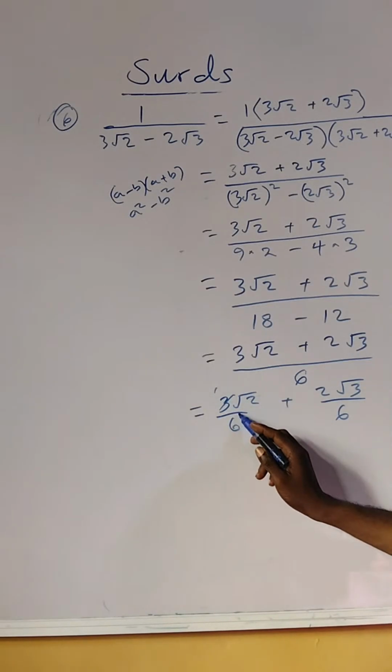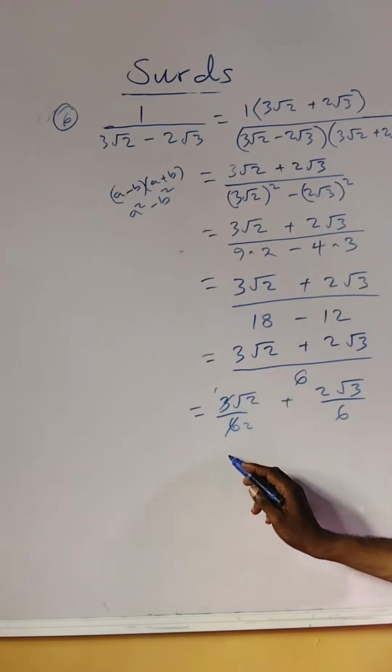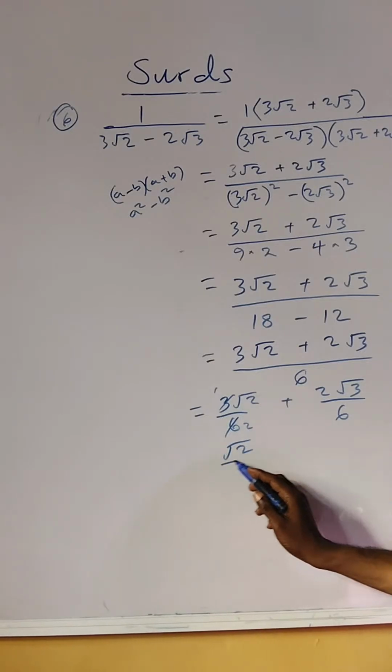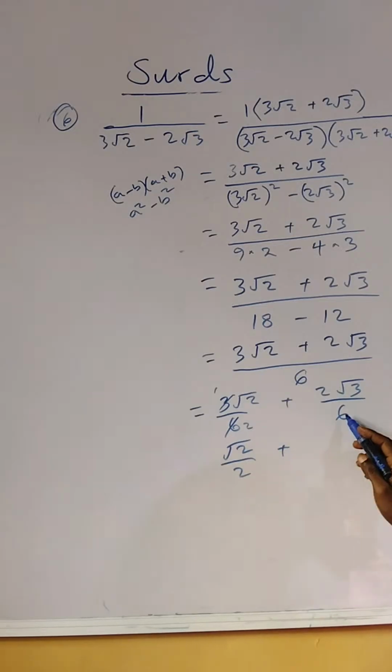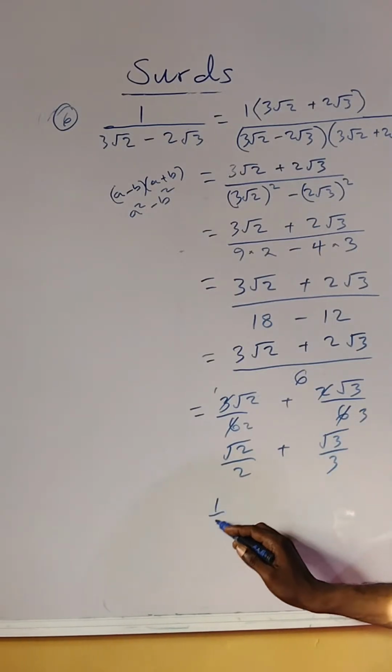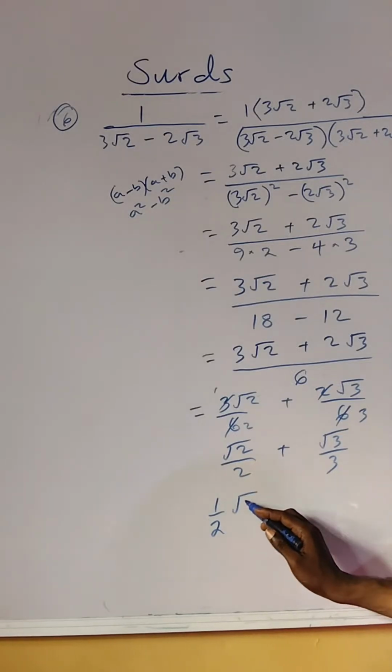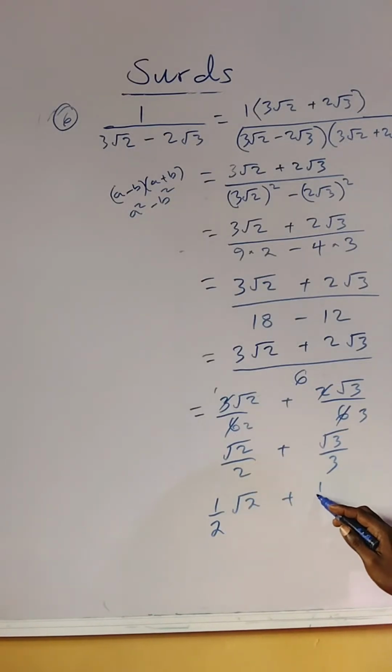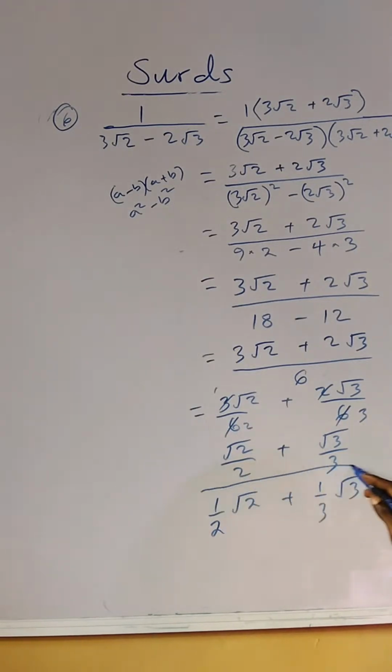Here 3 goes into 3 once, 3 goes into 6 twice. This becomes root 2 over 2 plus, also 2 goes into 2 once, 2 goes into 6 three times, and root 3 over 3. We can say this is 1 over 2 times root 2 plus 1 over 3 times root 3, which implies we have this as the simplified form of the given problem.